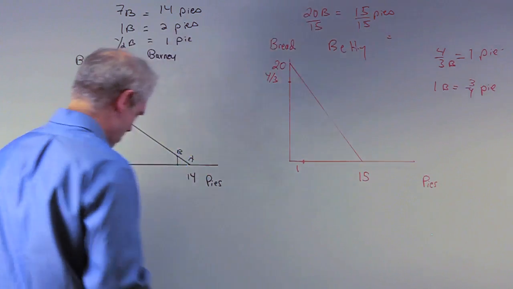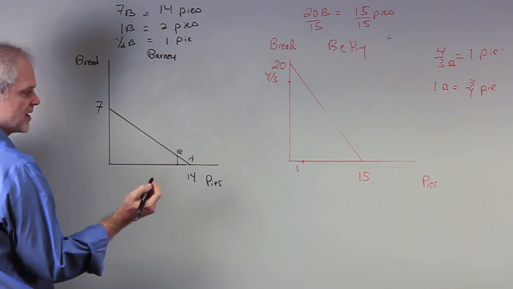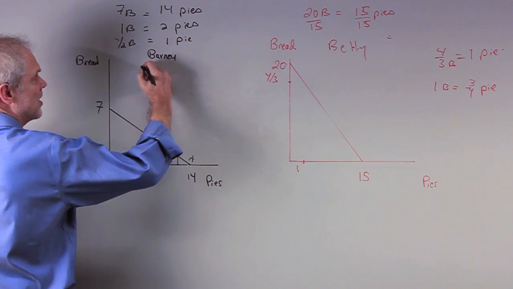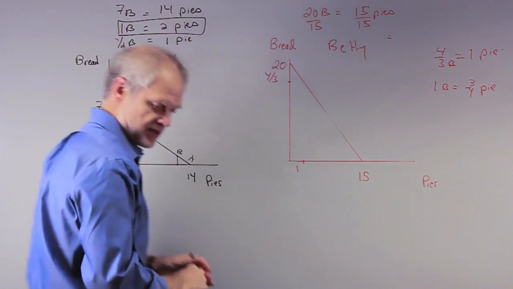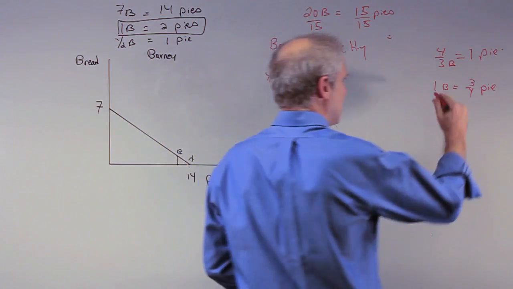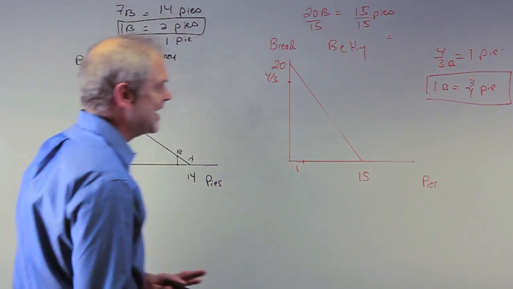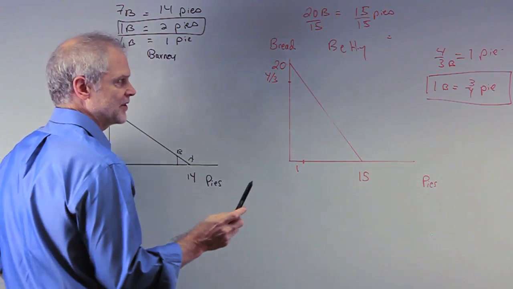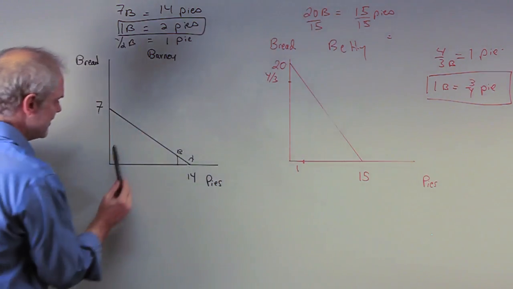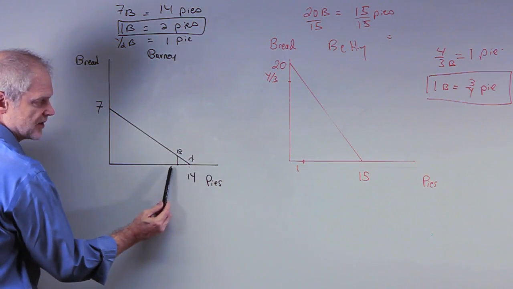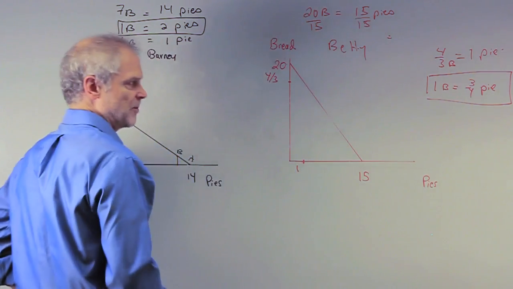Now, let's go over here to Barney. Every time Barney produces a bread, what does he give up in pies? So, we know that 1 bread for Barney is equal to 2 pies. And I'll write it over here. 1 bread for Betty is only equal to 3/4 of a pie. In other words, the opportunity cost of producing a bread for Barney, every time he produces a bread, he gives up 2 pies. Every time Betty produces a bread, she only gives up 3/4 of a pie.